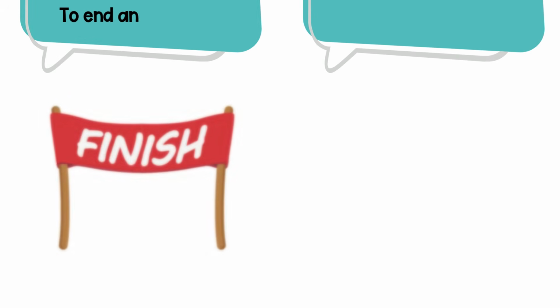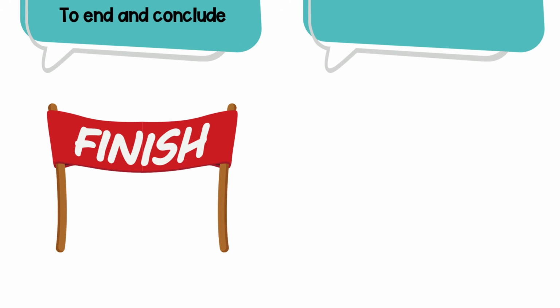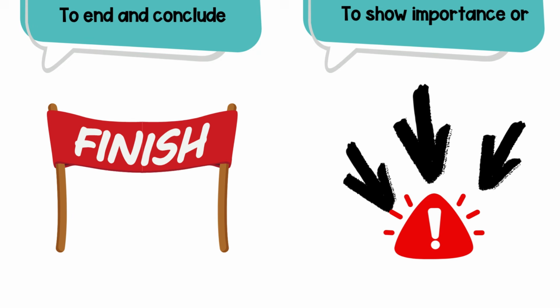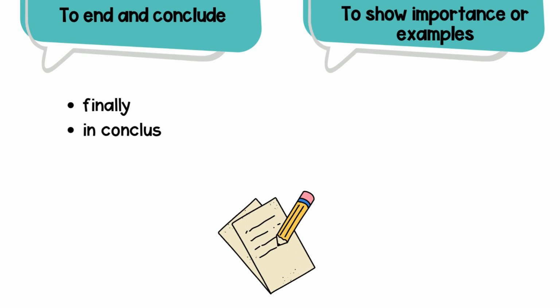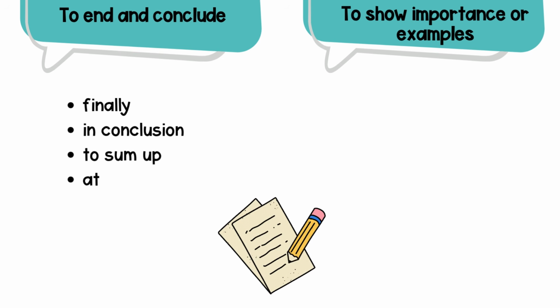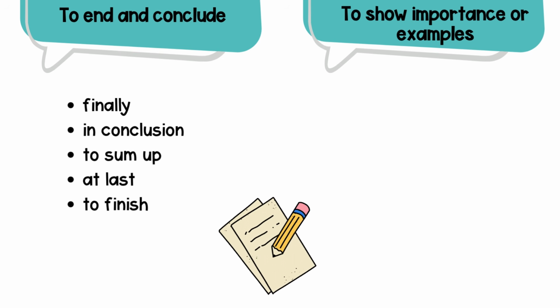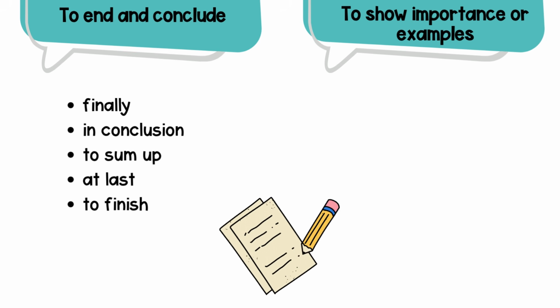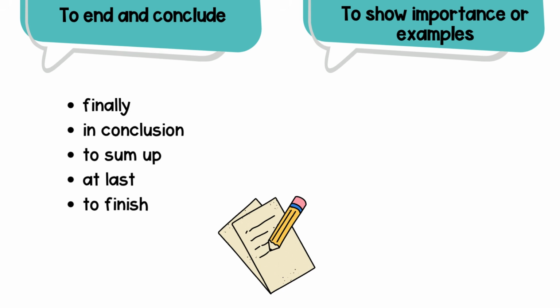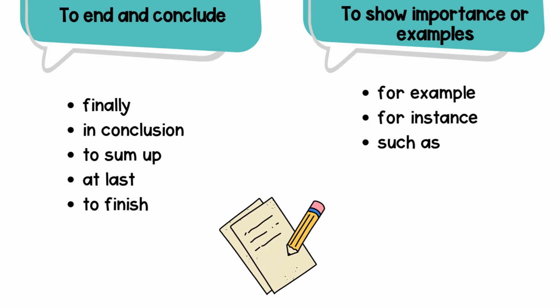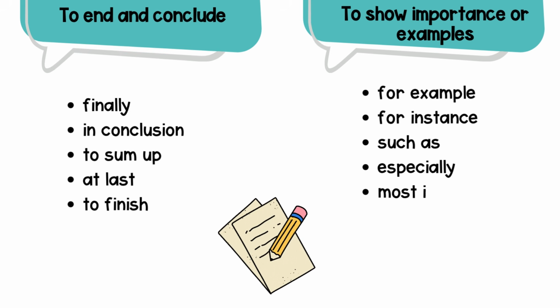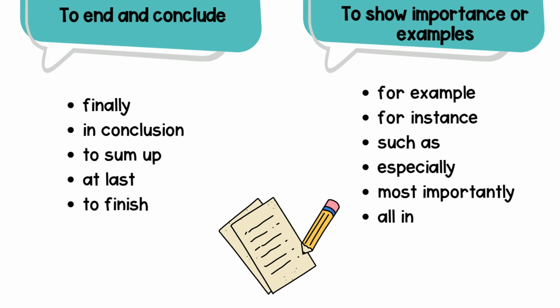There are two other kinds of transition words. Words to end and conclude, and words to show importance or examples. We can use finally, in conclusion, to sum up, at last, to finish, to end and conclude a paragraph. Transition words to show importance or examples are for example, for instance, such as, especially, most importantly, all in all.